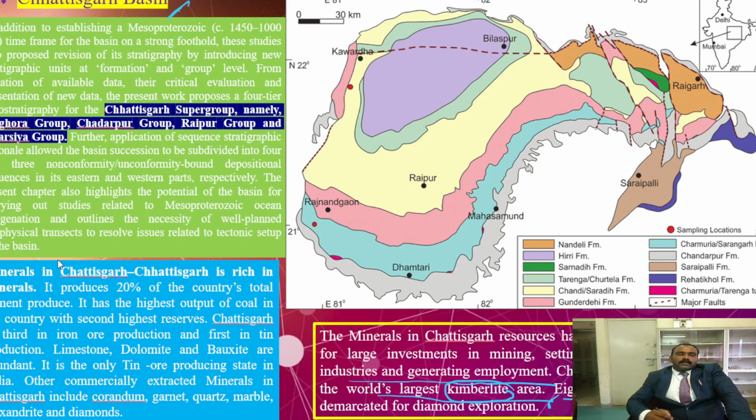The Chhattisgarh Supergroup has different groups, that is the Singora group, Chandarpur group, Raipur group, and the Kharsia group, which are also situated in the Chhattisgarh basin. In addition, this is a Mesoproterozoic region, and near about 1450 to 1000 million years back, the Chhattisgarh formations came into existence.